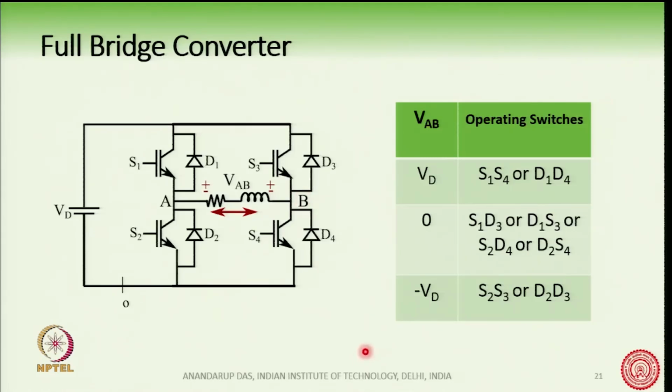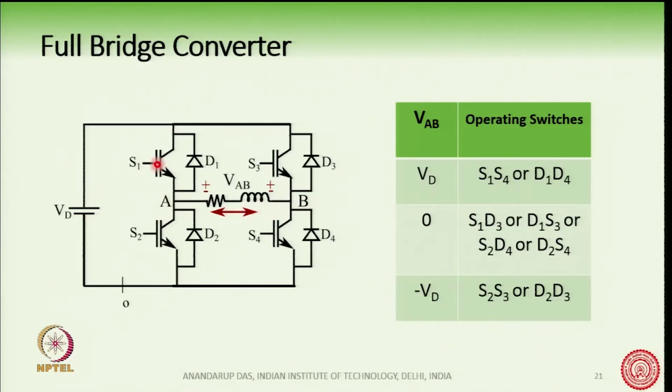So, if we want to get the VD voltage here, then you can turn on S1 and S4. If you turn on S1, then A point is shorted to the positive terminal. If you turn on S4, B point is shorted to the negative terminal, and so the voltage VAB is equal to the DC bus voltage.